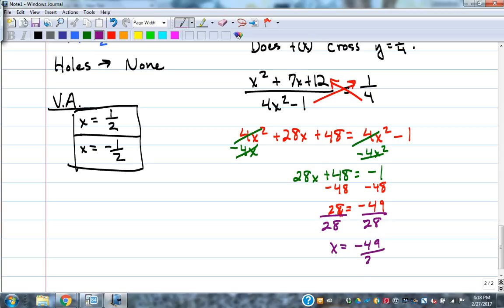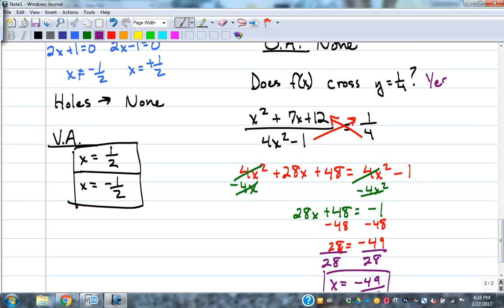Negative 49 over 28. If I get an answer that has x equals a number, then the answer to that question is yes. So I'm asking, does it cross it? Yes. Where it crosses it is where this x is. This is x equals. We'll see some in the future as we're going along that they don't cross, and that's okay. We're just trying to answer that question. So you set the original problem equal to your horizontal asymptote or your oblique asymptote, whichever one you have, and try to solve it. Cross multiplying is how you're going to do it each time.